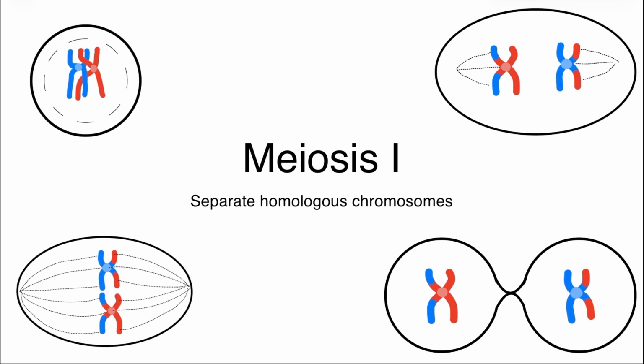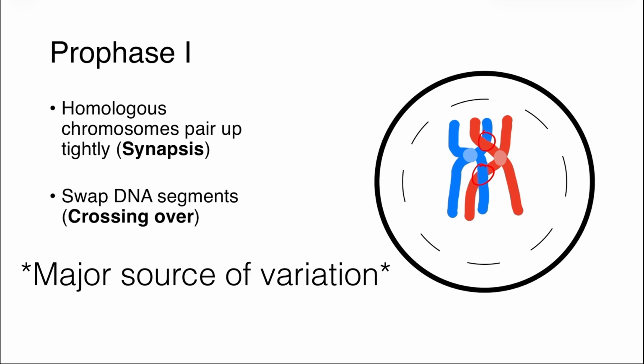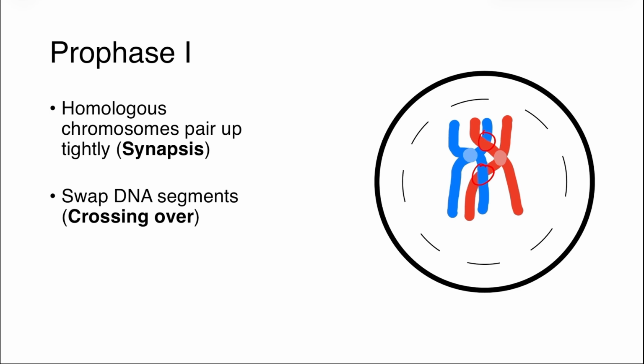So meiosis I. In Prophase I, homologous chromosomes pair up tightly in a process called synapsis, forming pairs called tetrads. While they're paired, crossing over can occur, as we can see right here. Non-sister chromatids exchange matching DNA segments, and this is a major source of genetic variation because it creates new combinations of alleles on each chromosome.